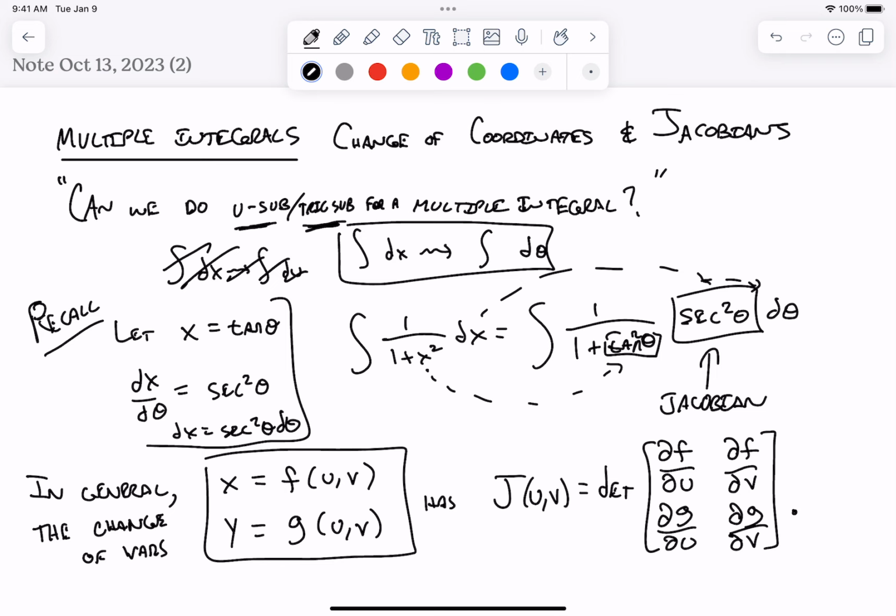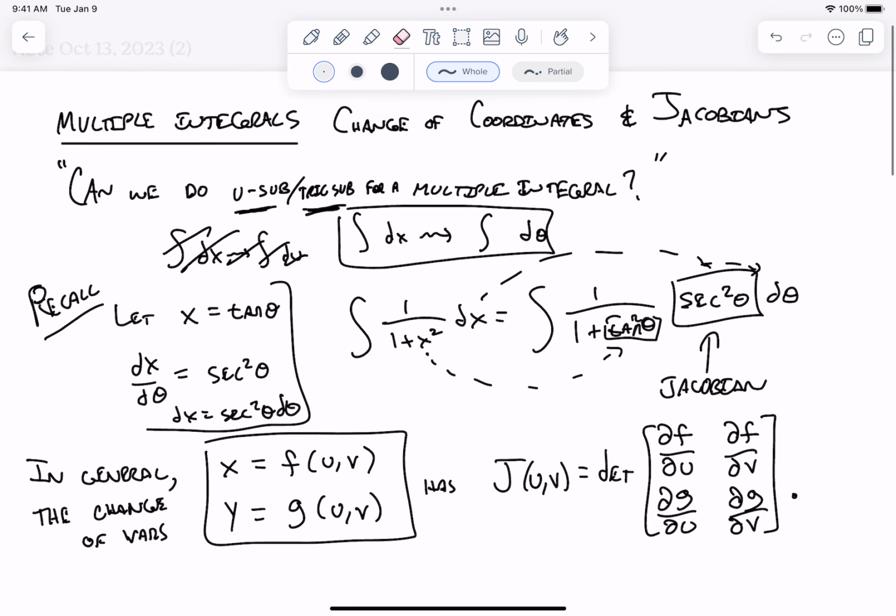If you look at what was happening before, the Jacobian in the one-dimensional case was just this. It was called theta instead of u, but that's exactly what it was, just that top left corner. But now with this extra variable, it's a 2 by 2 matrix of derivatives as opposed to just one single derivative. So this is how we do a general change of variables.